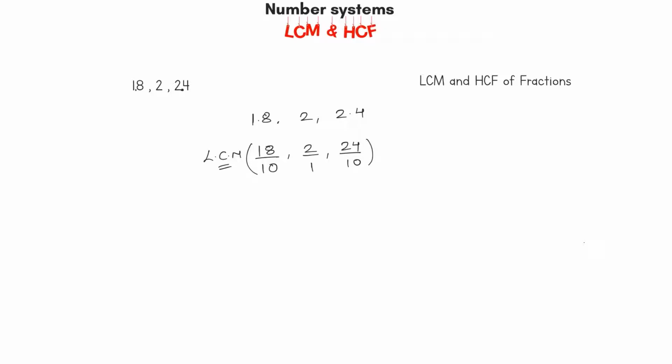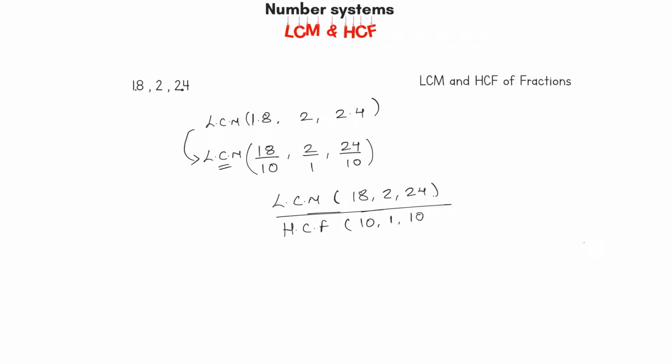So remember a trick. Whenever I ask you to find the LCM of these three numbers, for LCM you always take the LCM of the numerators, which are 18, 2 and 24, and you take the HCF of the denominators, which are 10, 1 and 10. So LCM of numerators and HCF of denominators. That's the trick here. Okay, now let us find it out.